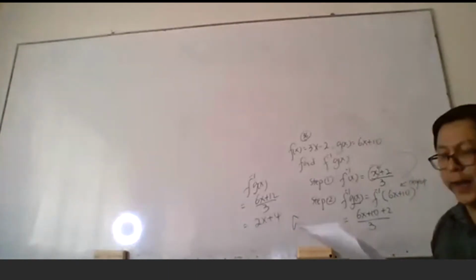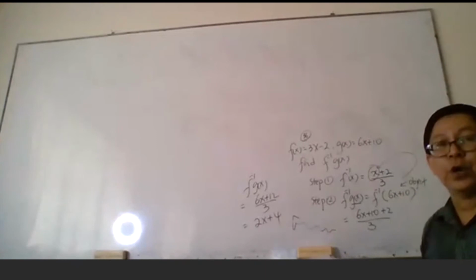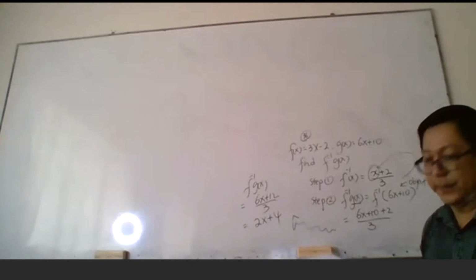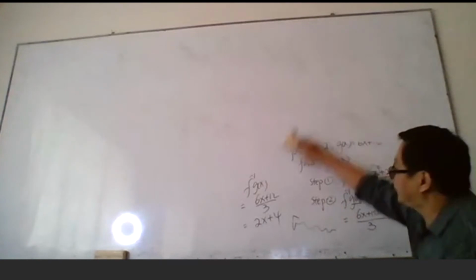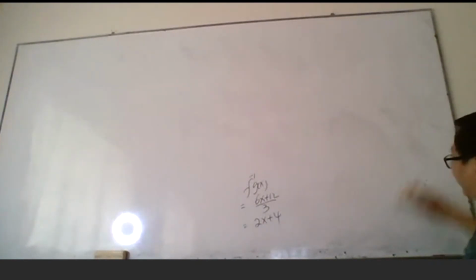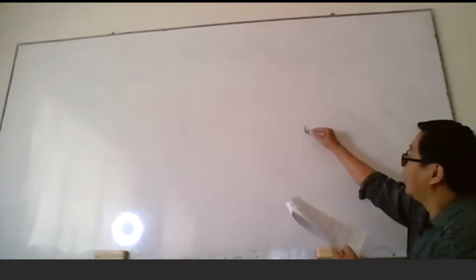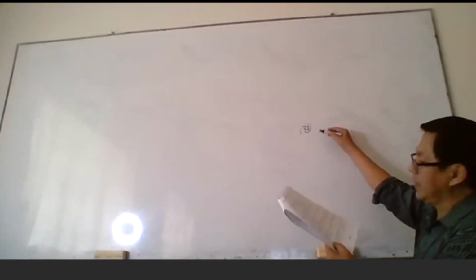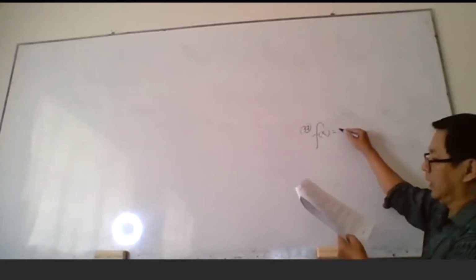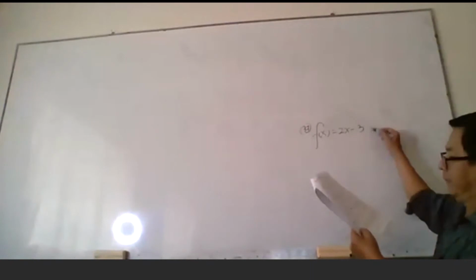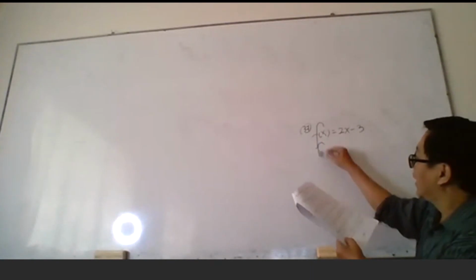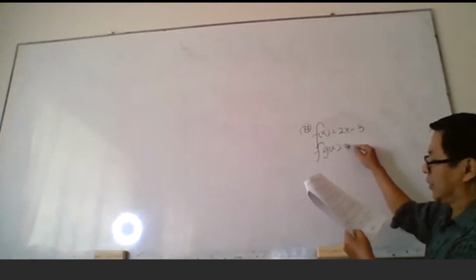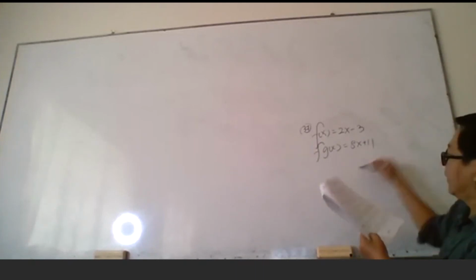Okay, then I will show you 37. So this is 36. Okay, for 37, f(x) is 2x minus 3, and I got fg(x) equal to 8x plus 11.